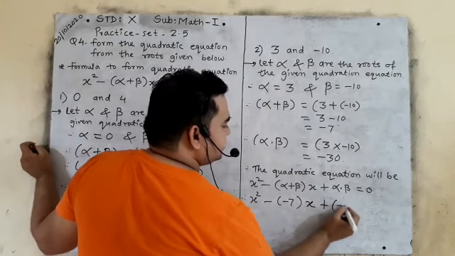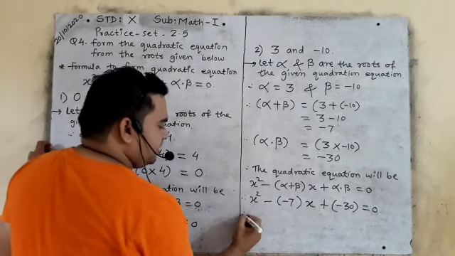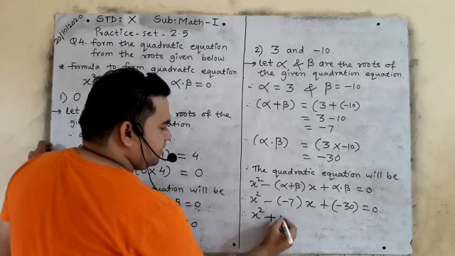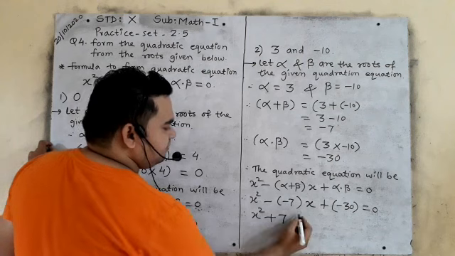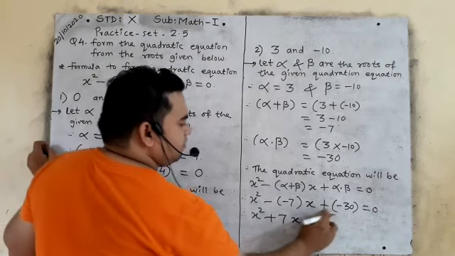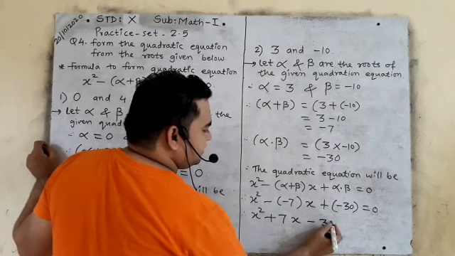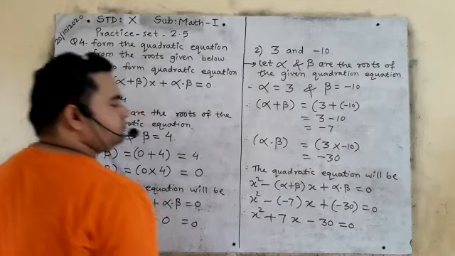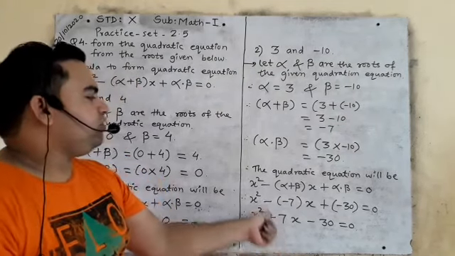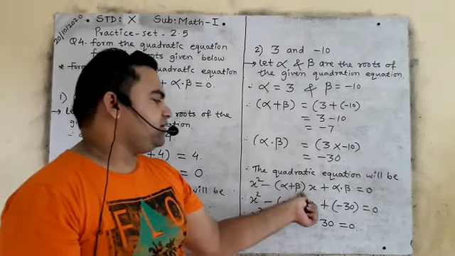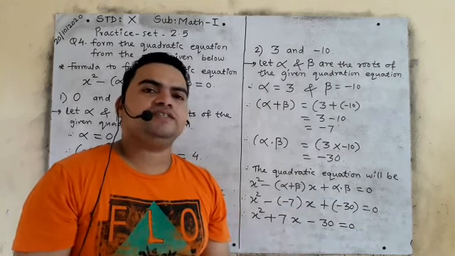Alpha into beta is how much? Here also it is minus 30 equals 0. So it will change. Therefore x square plus 7x, since minus multiplied by minus is plus, and plus multiplied by minus is minus 30, equals 0. So this is your quadratic equation. We form the quadratic equation with the help of this formula: x square minus alpha plus beta x plus alpha into beta equals 0. I hope you understood this.